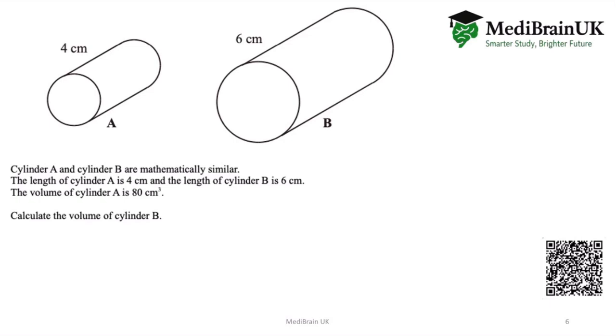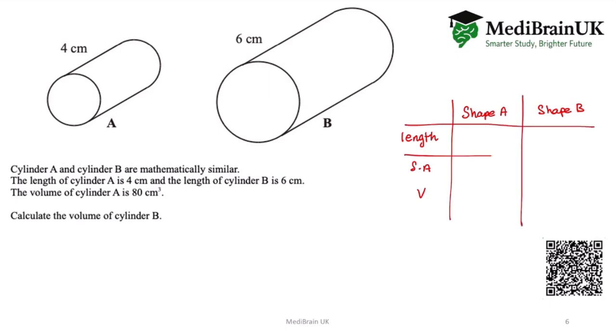So again, with this question, we're going to draw out a table. We're going to say shape A, and we're going to say shape B, and we're going to say length, surface area, and volume. Okay, so we've drawn out our table.